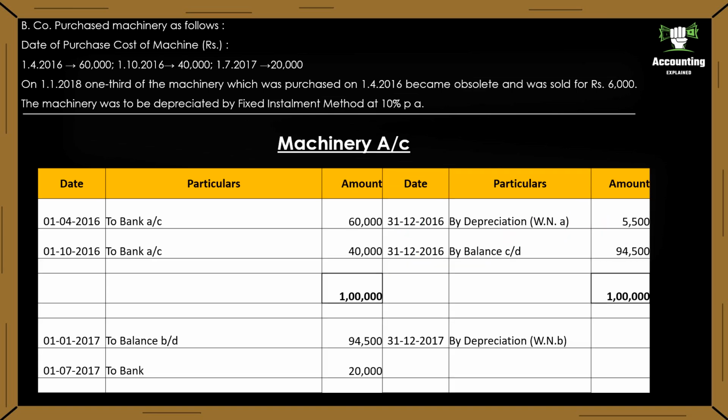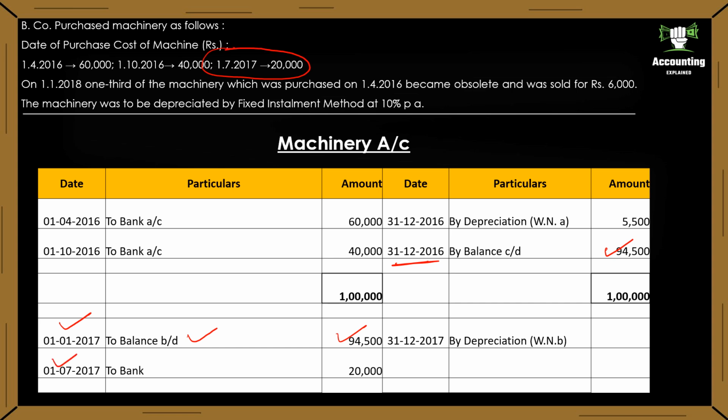We are going to take the balance of 94,500 on 31/12/2016 to the next year, that is on 1/1/2017. So when it comes here, we call it balance brought down. It is 94,500. On 1/7/2017, we have bought machinery worth 20,000.